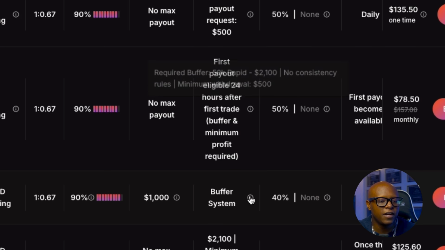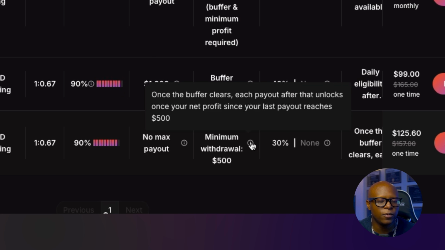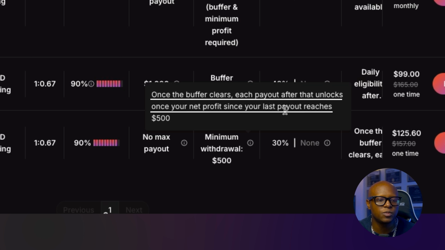For the Tradeify Select Daily account, your minimum withdrawal is going to be $250 above that $2,100 buffer. And then finally, for their newest plan with MyFunded Futures, you can receive $500 once the buffer clears. Each payout after that unlocks once your net profit since your last payout reaches $500. So now we're going to take a look at some of the most important rules for these firms.